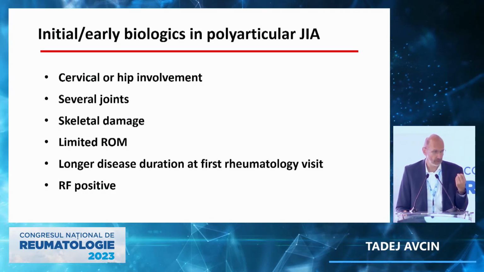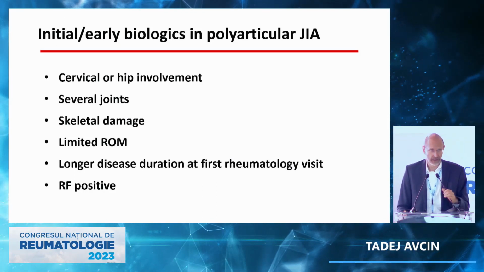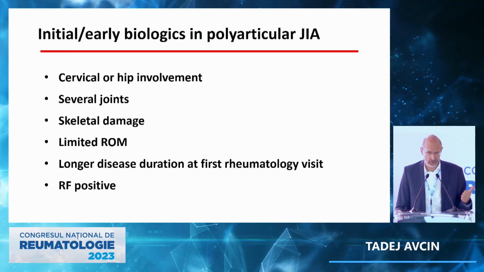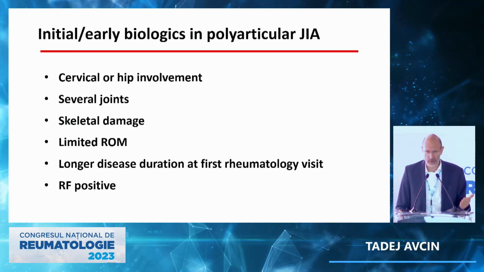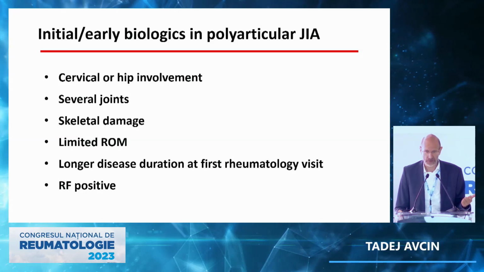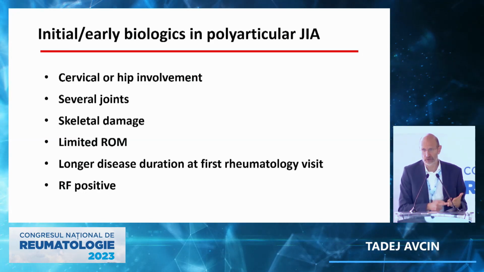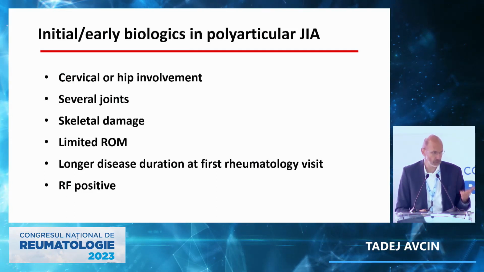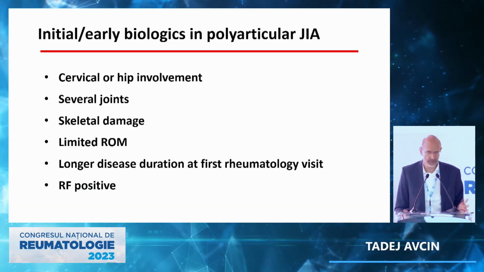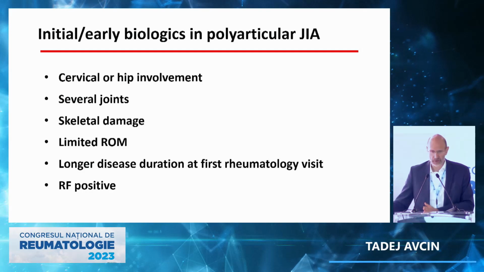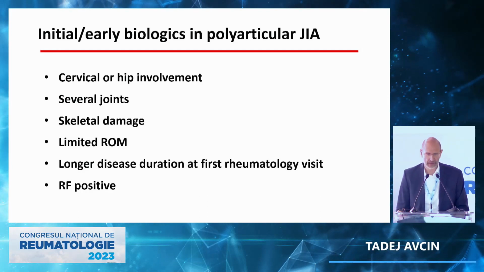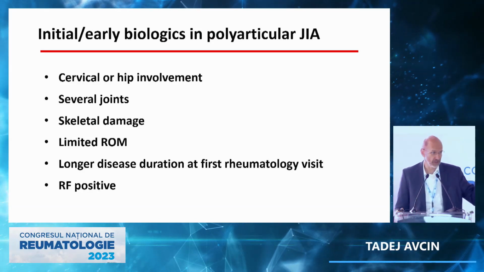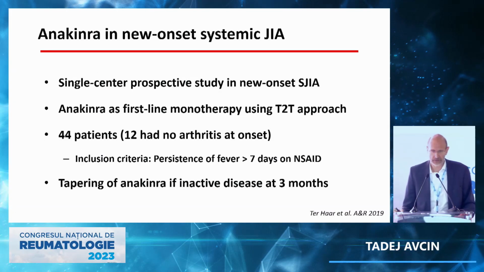But the thing is that in our clinical practice, we are already using biologics in a certain subgroup of patients where we know that they have more severe disease or that they are more prone to have more disease-related damage. So we would use upfront biologics if there is cervical or hip involvement. If we have a patient with several joints involved, if we are seeing skeletal damage on X-ray imaging, we would immediately start biologics because we do not want to see permanent damage. If a patient has limited range of motion, if the patient has a prolonged disease course at the first rheumatology visit, or if the patient is rheumatoid factor positive. So this would be our confounding by indication if we were, let's say, participating in the CARA trial.